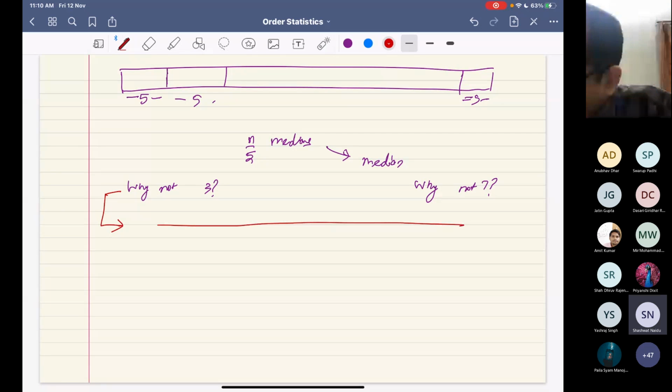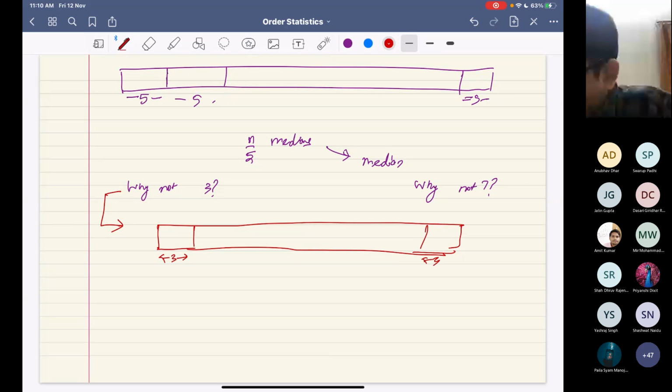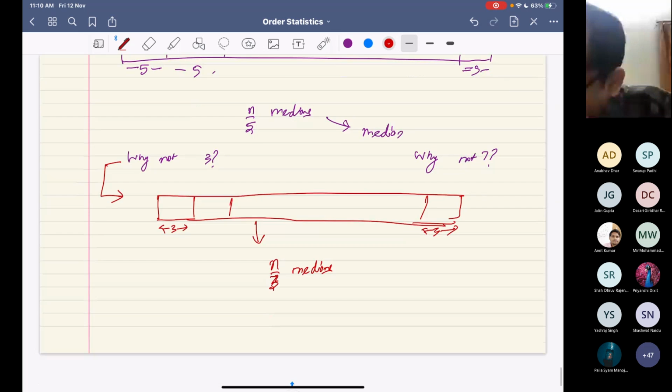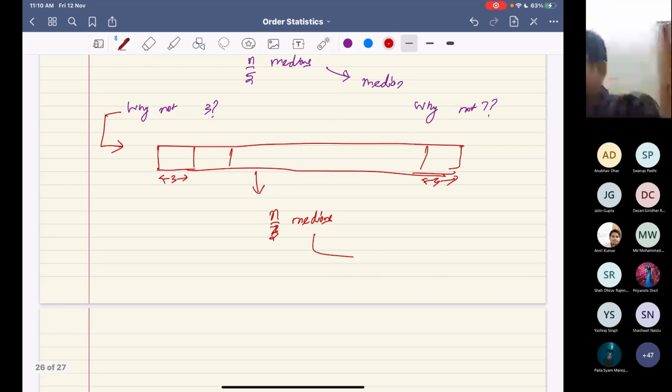So with 3, the sum will be greater than n, I think. Okay, let's check. So I'll break into groups of 3 each, and I find n by 3 medians. Now I call the selection algorithm for finding out the median of these n by 3 medians. And this is, suppose, x.